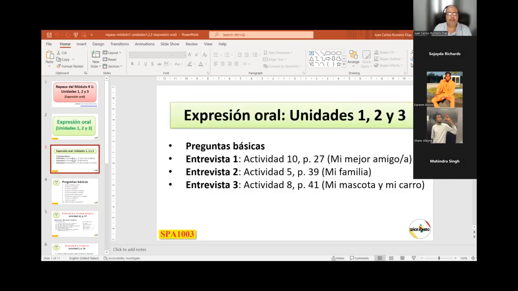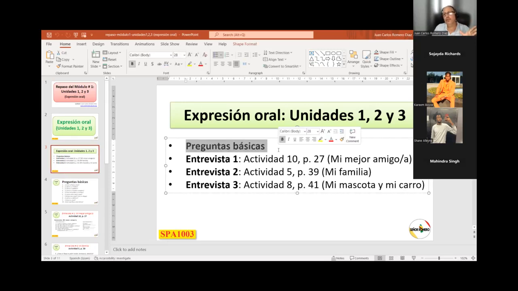So what you need to know to answer for the oral exam? First of all, the preguntas básicas, basic questions. Those are the basic questions that we studied in Unit 1. What is your name? What's your last name? What's your full name? Where do you live? What's your phone number? How do you look? Blah, blah, blah.